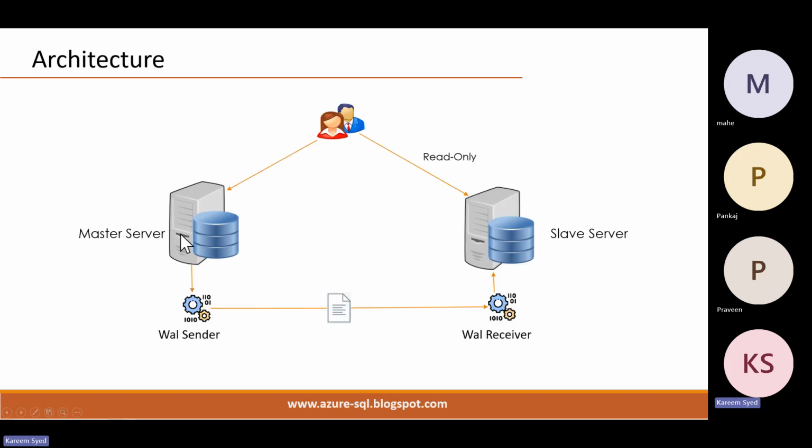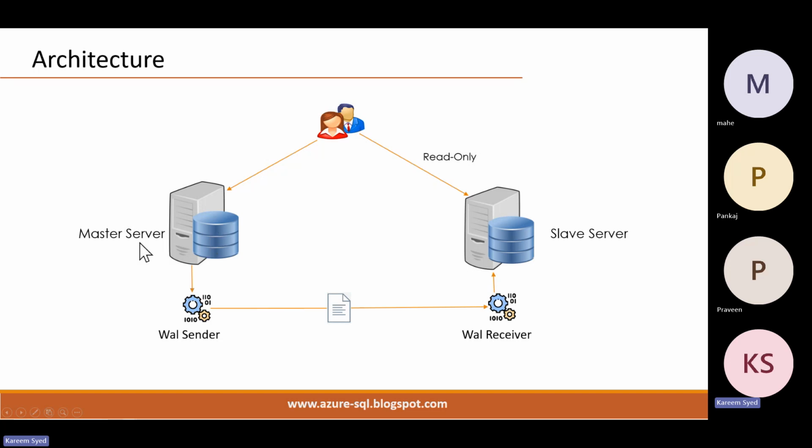Basically, some processes are created in the master. There is a WAL sender here, and a WAL receiver there. The WAL receiver will receive the records, and in the secondary server it will apply the changes to the database. So, WAL sender and WAL receiver.